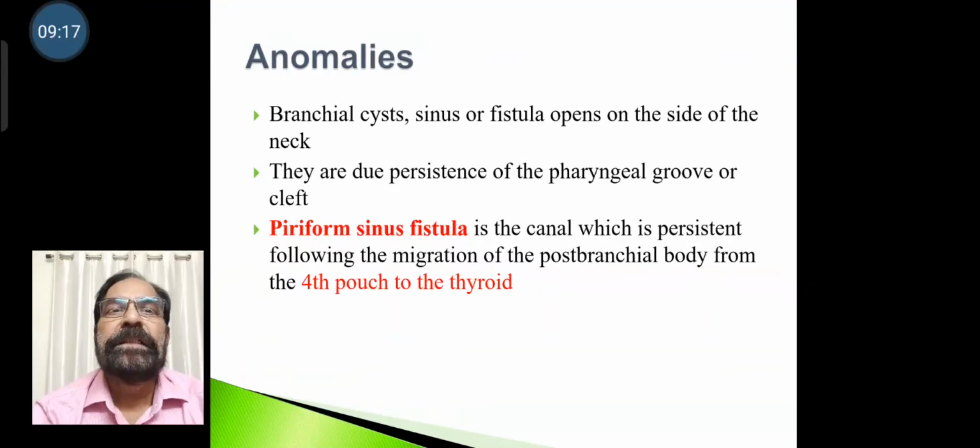Branchial cyst, sinus, fistula open on the side of the neck. They are due to persistence of pharyngeal groove or cleft. Pyriform sinus fistula is a canal which is persistent following the migration of ultimobranchial body from fourth pouch to thyroid. That is pyriform sinus fistula.